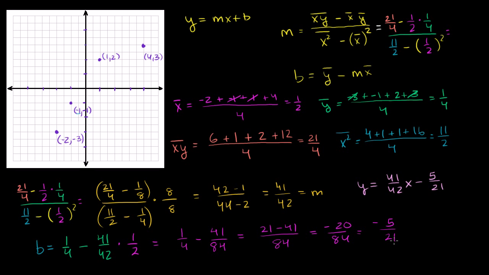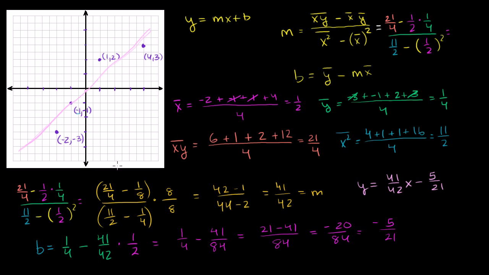And 5 over 21 is a little bit less than 1/4, right? 5/20ths would be 1/4. We made the denominator a little bit bigger, so it's going to be a little bit less than negative 1/4. So our y-intercept is a little bit less than negative 1/4, and we're going to have a slope a little bit less than 1. Our line is going to look something like this. It's going to be a little bit flatter than y equals x. If I were able to actually draw a straight line, it would look something like that over there.